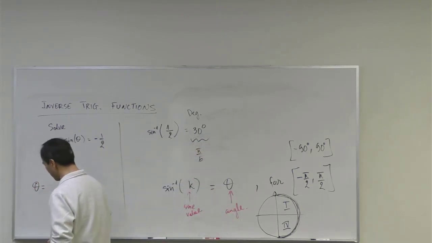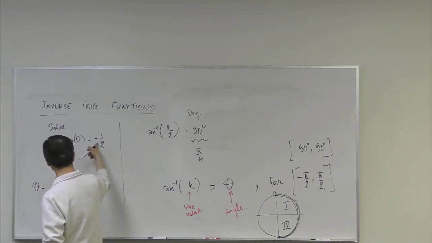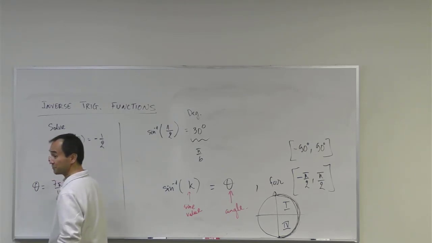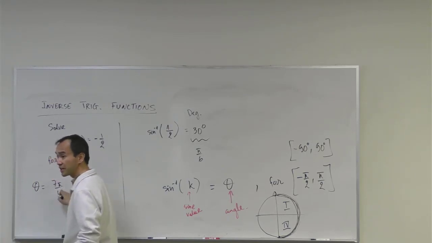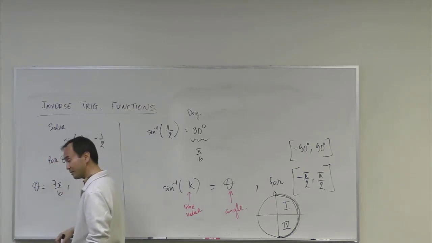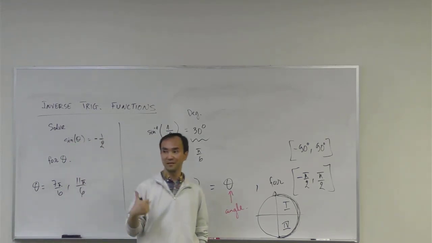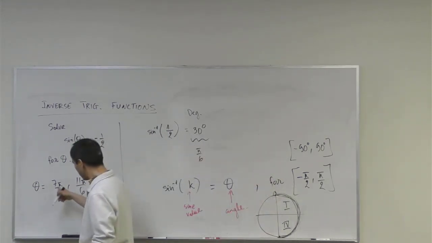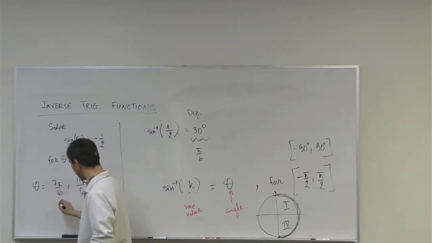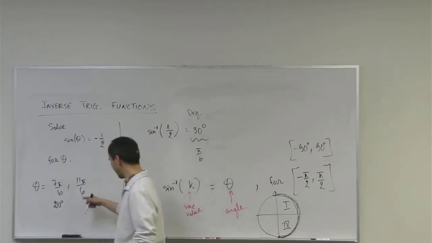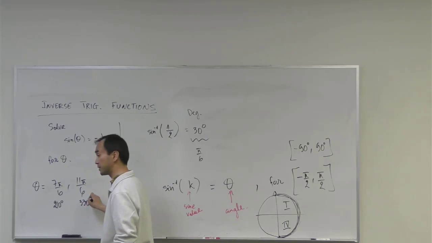With the unit circle, this is what we see. Minus 1/2 gives me 7 pi over 6. That's one answer, with the 2 pi standard period treatment. And another one is 11 pi over 6. By the way, in degrees, this means 210 degrees, which is another 30 degrees away from 180, and this one right here is 330 degrees.